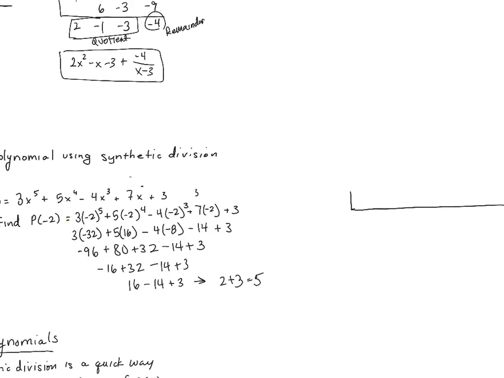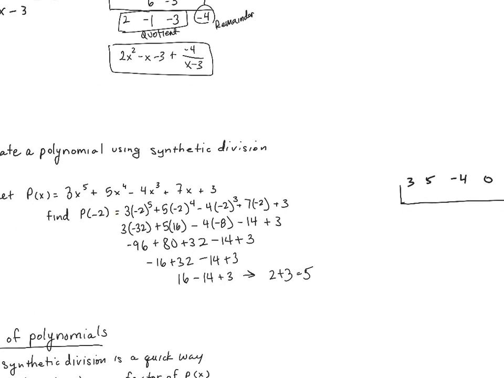So we would have 3, 5, negative 4, and then there's got to be a 0 because there's no x squared term, and then a 7, and then a 3. And then we're dividing by x plus 2, so we're evaluating at negative 2. So we are still dividing by negative 2, and we're going to do a negative 2 for the synthetic division here.